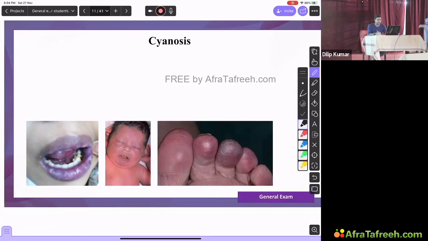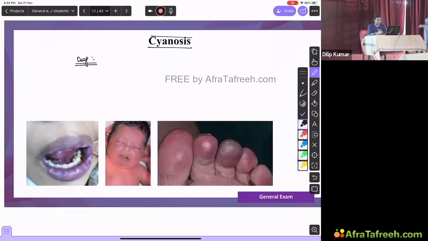So what is cyanosis basically, definition wise? It is the bluish discoloration of the skin and the mucous membrane. Just as jaundice is the yellowish discoloration of skin and mucous membrane, cyanosis is nothing but bluish discoloration of skin and mucous membrane.